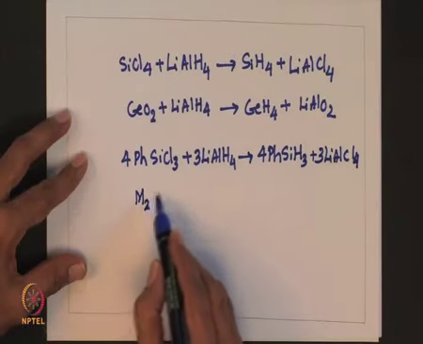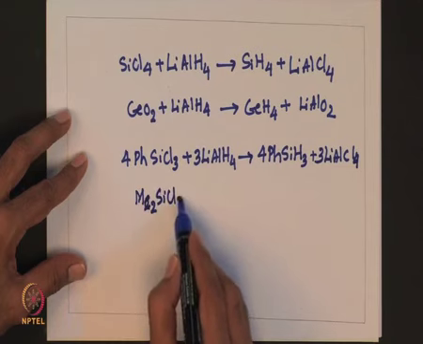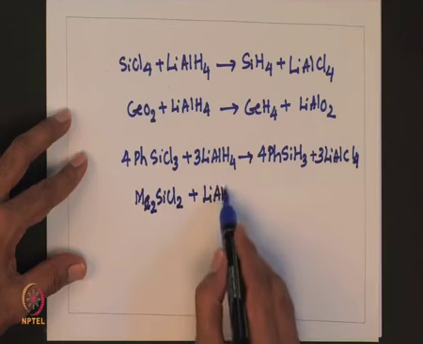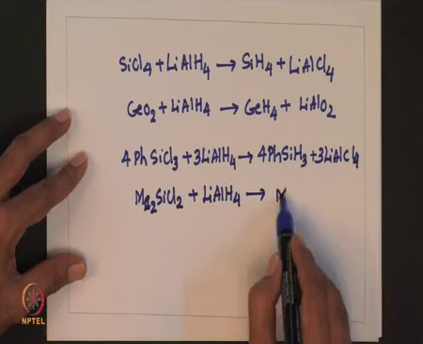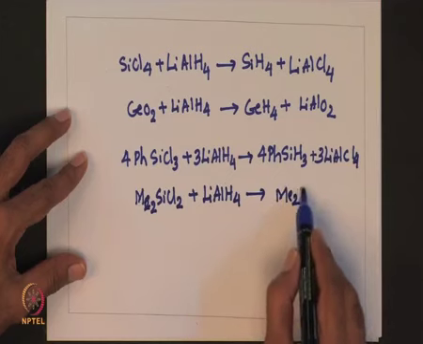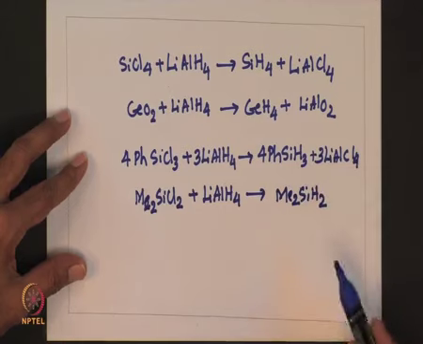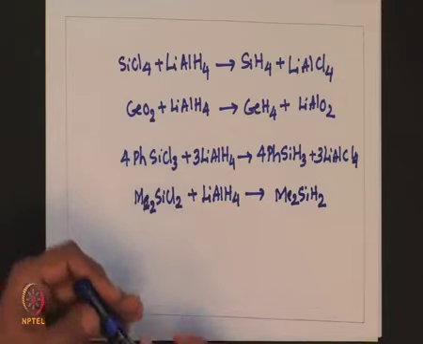For example, one can also start with dimethyldichlorosilane, and one can take an appropriate amount of lithium aluminum hydride. I am not balancing this one. One can generate dimethylsilane, Me2SiH2, and the corresponding lithium aluminum chloride can be formed as a byproduct.